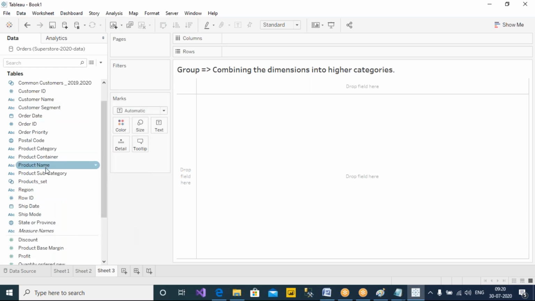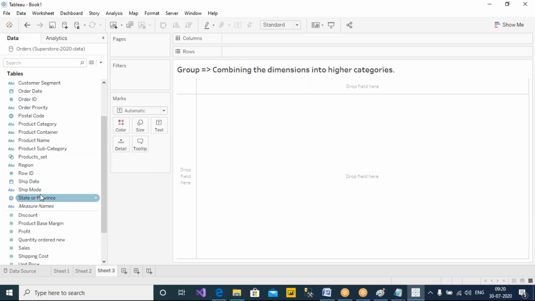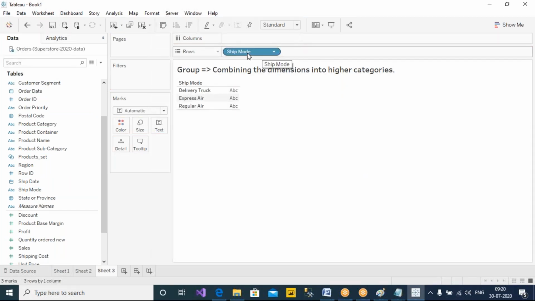Let's say we have ship mode. Let's take the ship mode here. Okay, not ship mode.